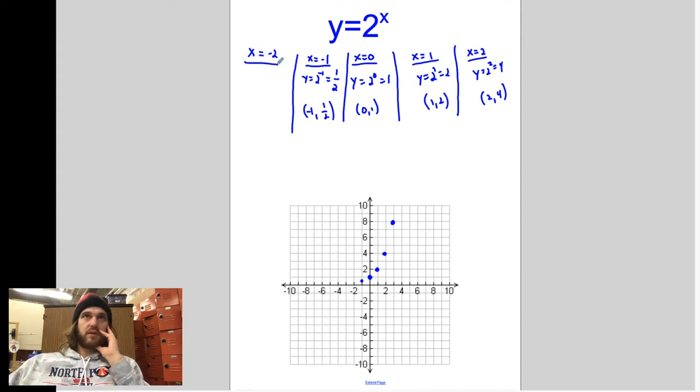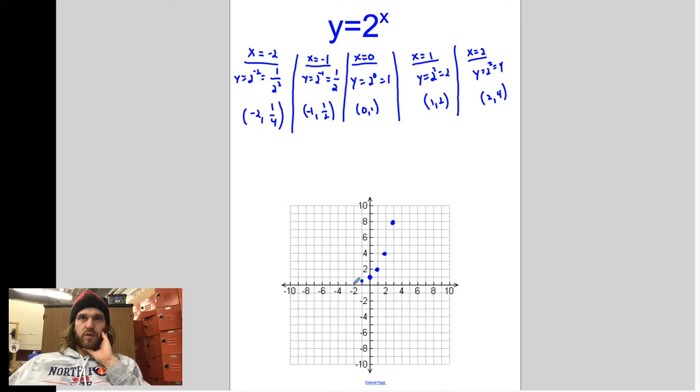To the left, going this way, x equals -2. That's going to be y equals 2 to the -2, which is negative exponent goes on the bottom, 1 on the top, which is 1 over 4. So we get the point -2 comma 1 over 4. Think about these as a decimal, if that's helpful for you: -2 comma 1 divided by 4, which is 0.25.